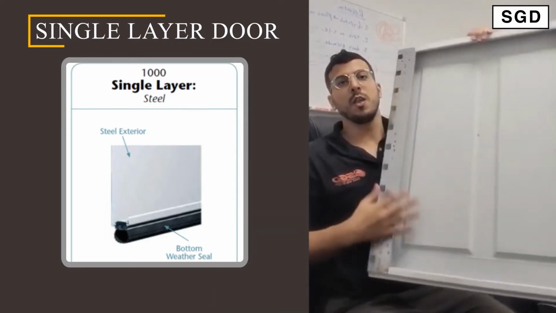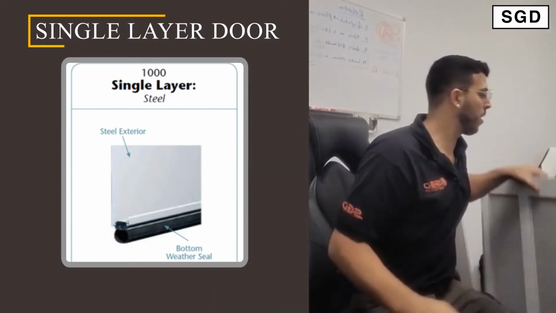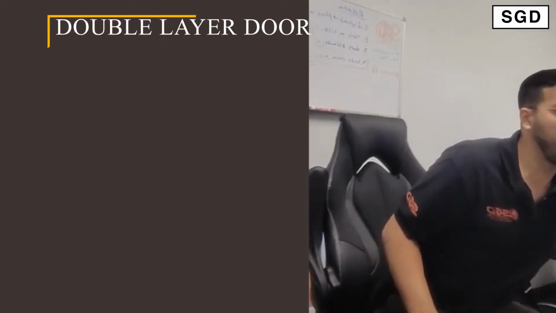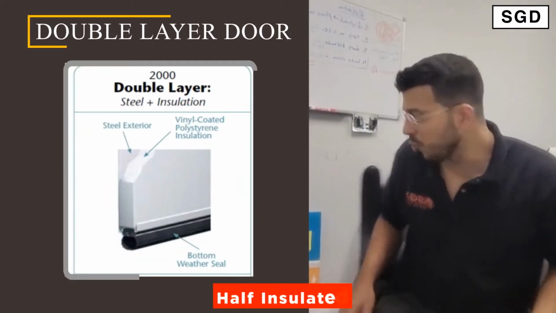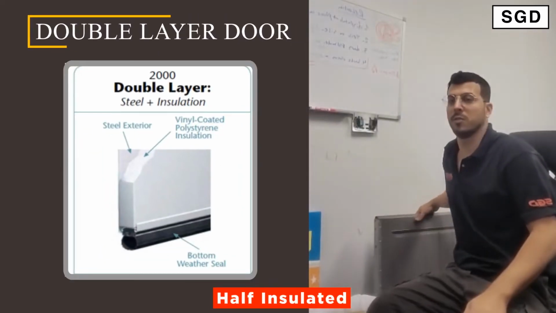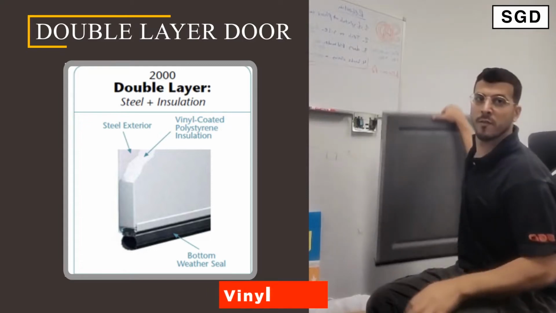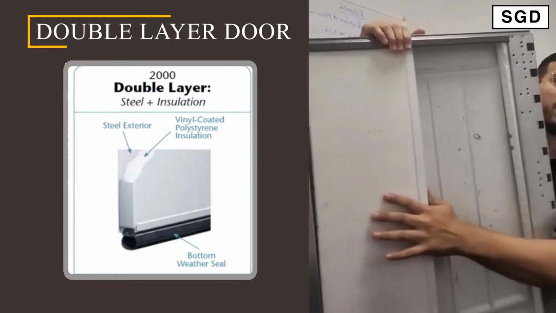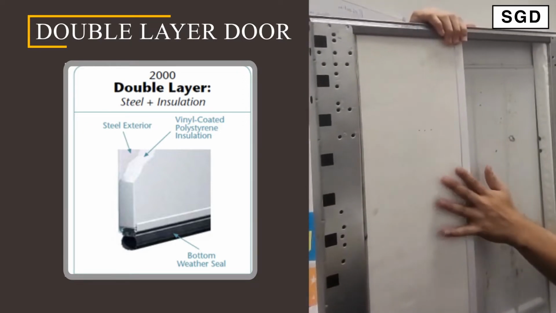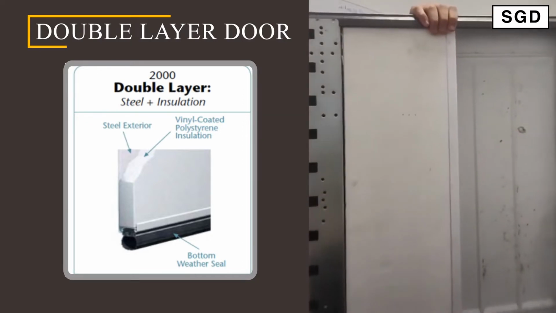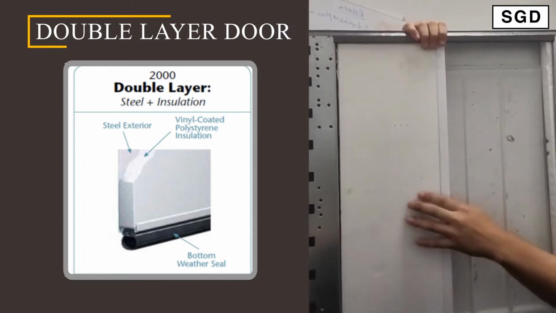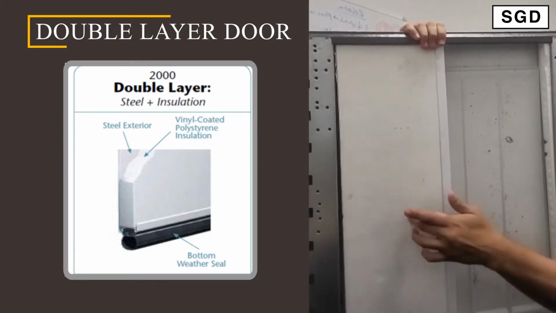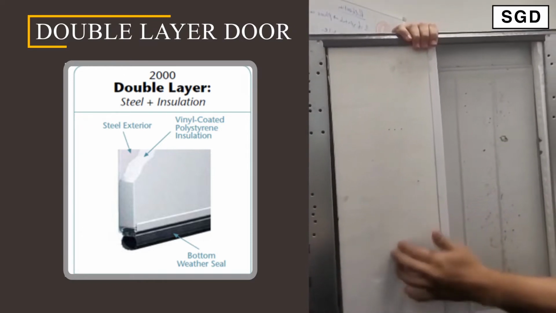Okay? Now we're going to go on the second type of door, which will have insulation, which will be a double layer. A double layer is also called a vinyl back. Why? Because it has vinyl. This whole panel is going to have a vinyl on it. This one is just an example, so it's kind of cut in the middle. But you will see that a vinyl is physical to your eyes, and it's called a double layer.